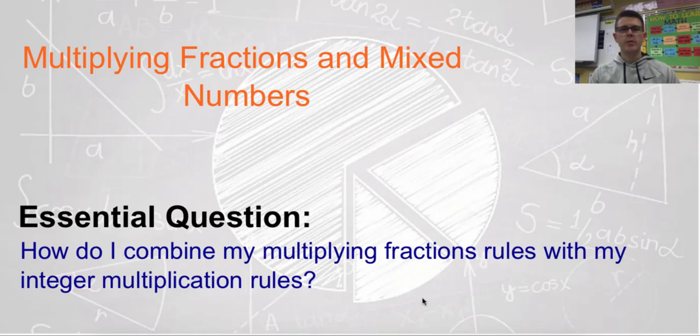Now we're on to the second part of our unit, which is multiplying and dividing fractions. So today we're going to start with multiplying fractions and mixed numbers. Multiplying fractions is kind of like multiplying integers. It's got a completely different set of rules from what we learned with adding and subtracting, which leads us into our essential question: how do I combine my multiplying fraction rules, like cross-simplifying, with my integer multiplication rules where I'm trying to decide whether my answer is going to be positive or negative?